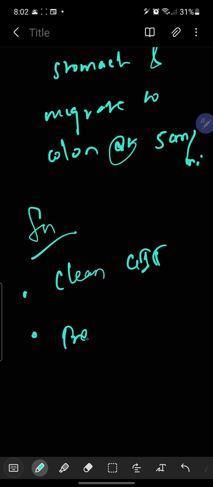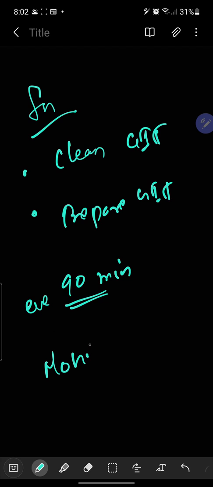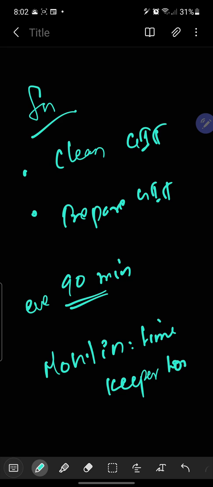It also prepares the GIT for the next meal. It happens every 90 minutes. It is regulated by a hormone called motilin. It is a timekeeper hormone. So thanks.